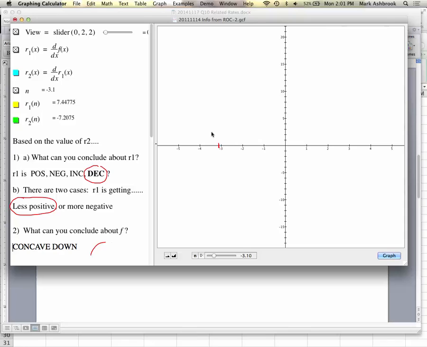All right, so I'm going to move. Let's look at a different value of x. So let's go over here to x equals 2. There's x equals 2. Discuss. What's happening? Go.